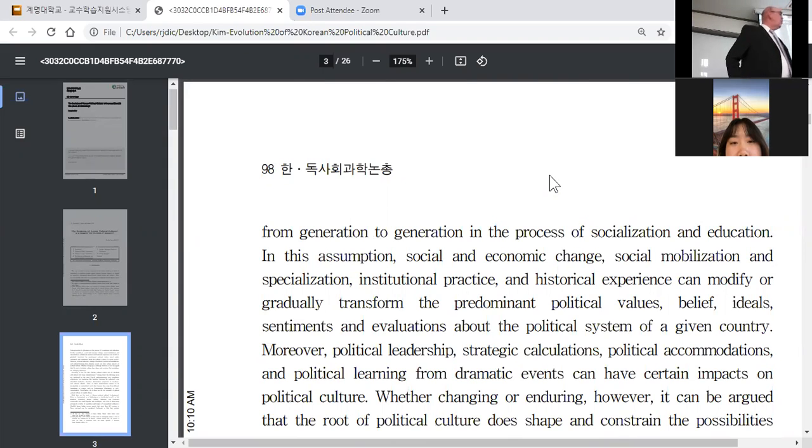There is a continuity of political culture, that's in the first page, handed down from generation to generation. You okay? Yes. Was that your knee or the table? That was the table. Okay, don't break my table.